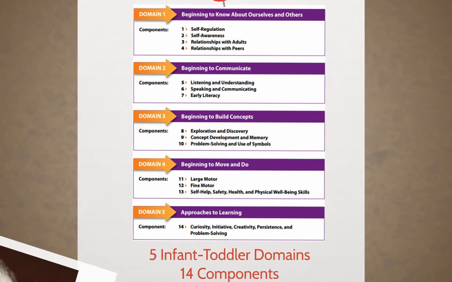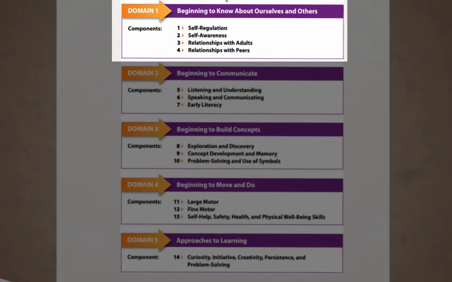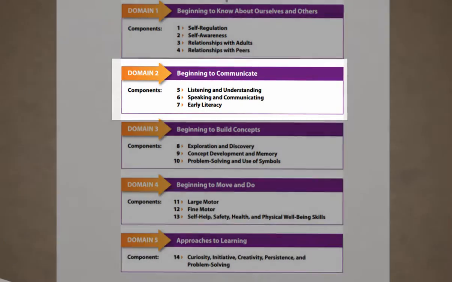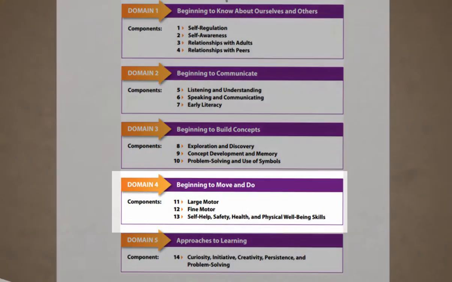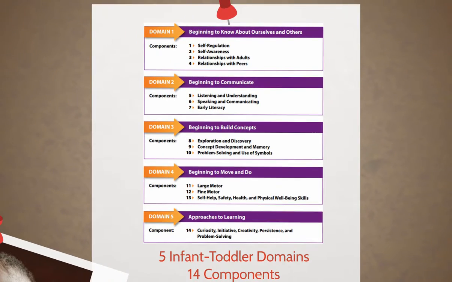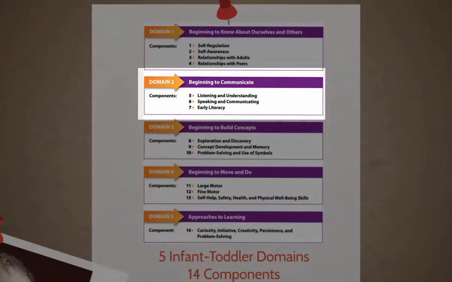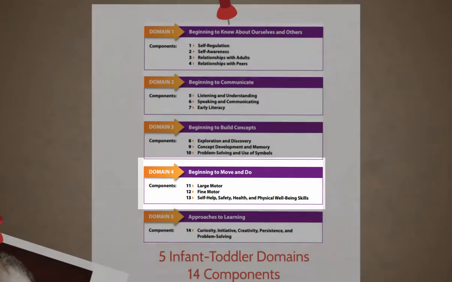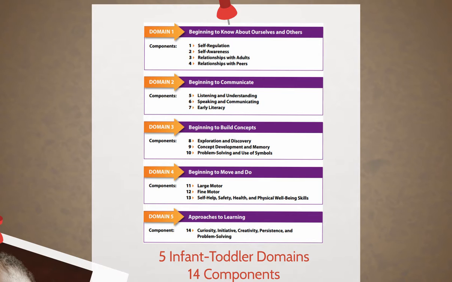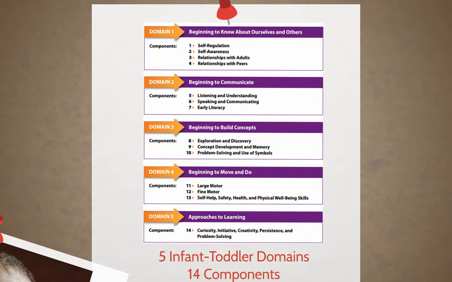Let's review the ELGs domains and components for infants and toddlers. There are 5 domains and 14 components. The domains include beginning to know about ourselves and others, beginning to communicate, beginning to build concepts, beginning to move and do, and approaches to learning. The 3 STAR requirements for focus and documentation include beginning to know about ourselves and others, beginning to communicate, and beginning to move and do. 4 STAR requirements for documentation add the domain beginning to build concepts.